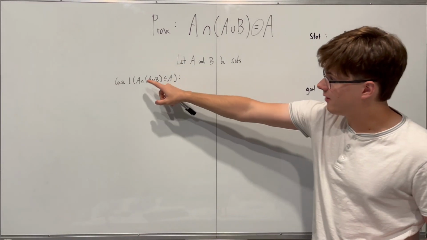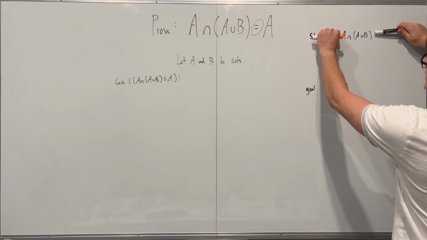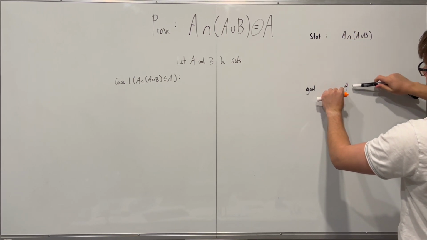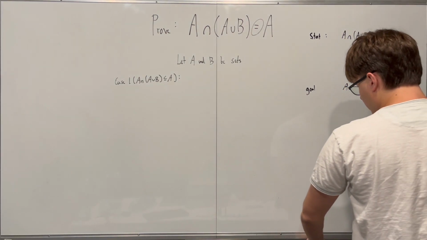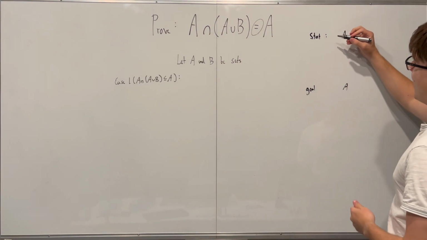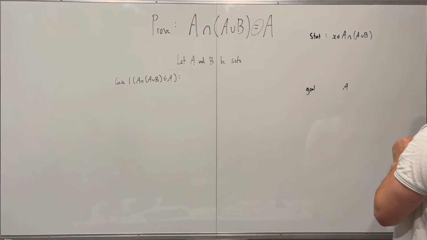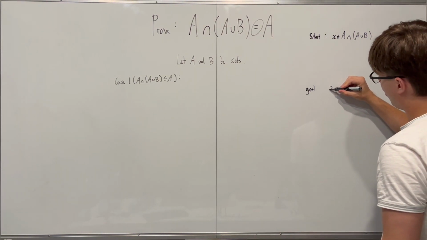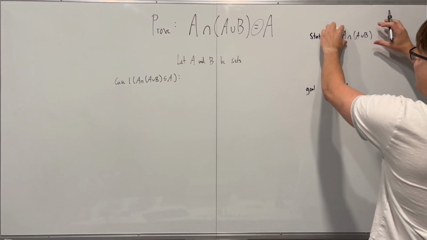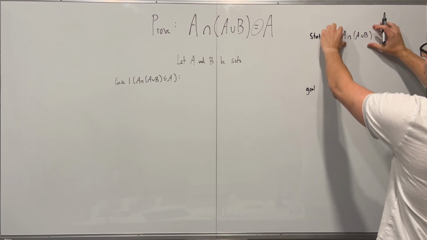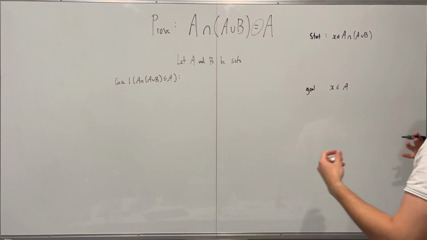Okay, so to show that the left-hand side is a subset of the right-hand side, we need to show that every element here is also in this set. So every element in this set has to be in this set. And how are we going to do that? Well, x will represent any element in this first set. If we can show x is also an element of A, then we've shown that since any element here is here, all elements here are here, meaning this is a subset of that, right? So how are we going to do this?